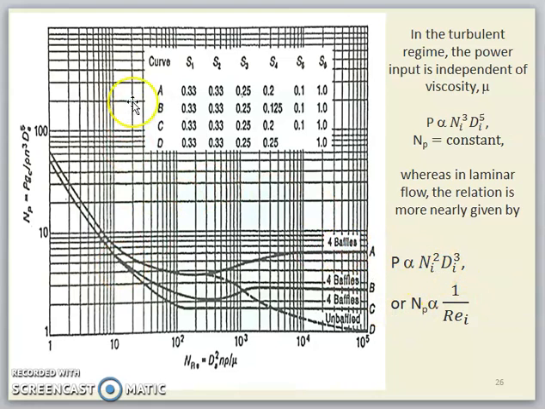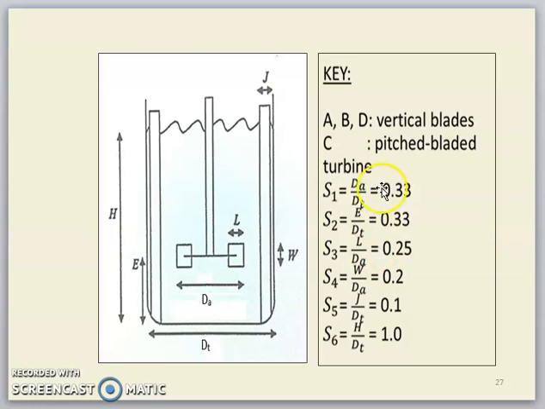In this figure, you can see A, B, C referring to the type of impeller, and S1, S2, S3, S4, S5 till S6 is the ratio based on the dimensions of the reactor. It is being given here. So based on the ratio, for example dA over dT, where dA is the diameter of the impeller over the diameter of the tank, equals 0.33. So you can use this ratio also in your calculation for design.